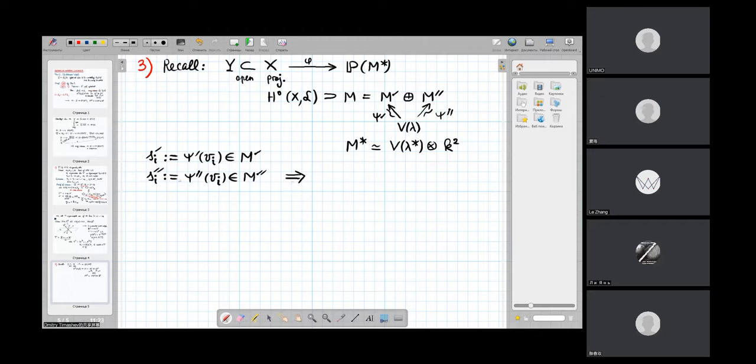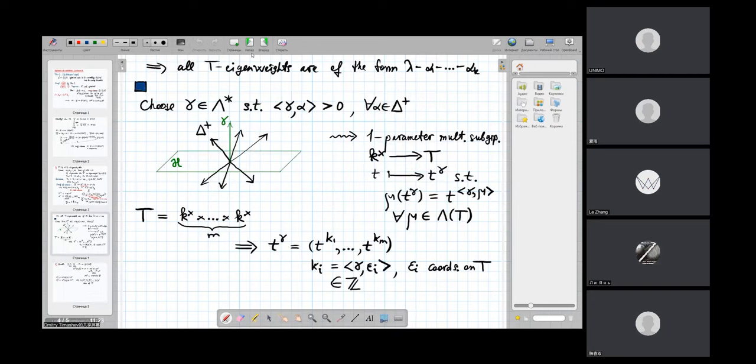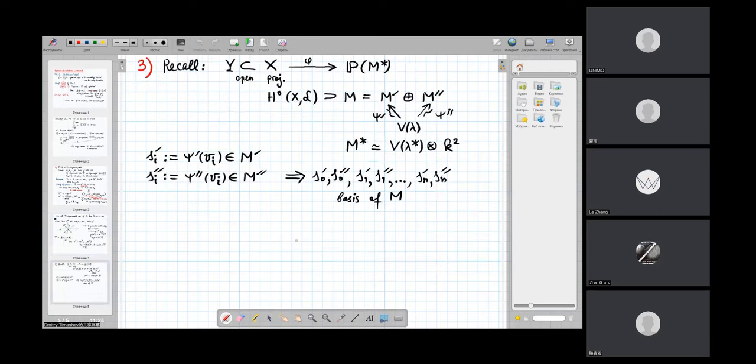This means that the set of all these sections, that is S naught prime, S naught double prime, S1 prime, S1 double prime, etc., Sn prime, Sn double prime, is a basis of M. And this basis consists of eigenvectors for the action of T. What we are interested in is how this one parameter subgroup t to the gamma acts on these sections. Well, it acts via eigenweights.